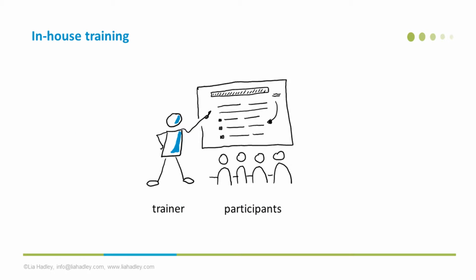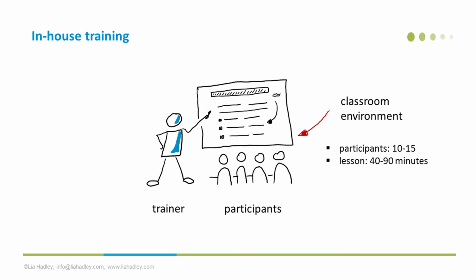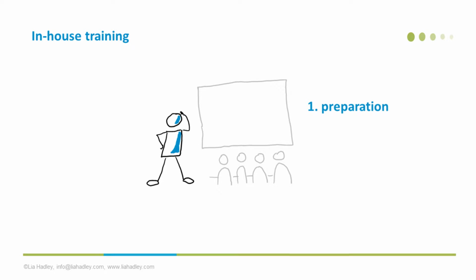Let's look first at how things work when we give lessons in a traditional in-house or classroom environment. When we say lesson, we mean one learning block or module of 40 to 90 minutes duration. Most workshops consist of a series of 6 to 8 learning blocks per day. During the preparation phase, we collect, prioritize, and then choose the content we will be giving during the lesson.